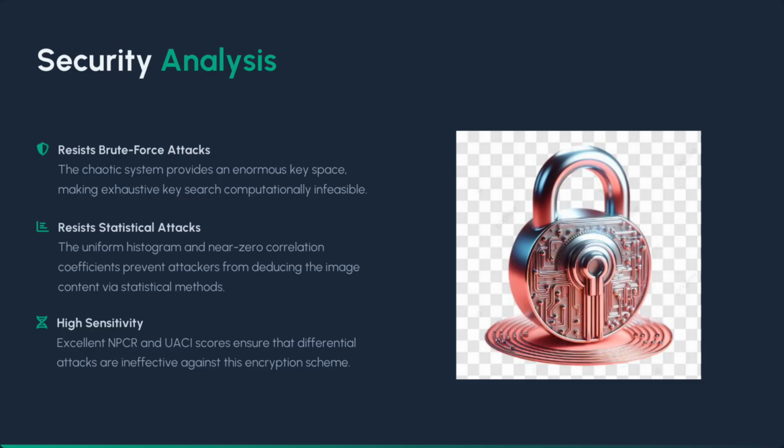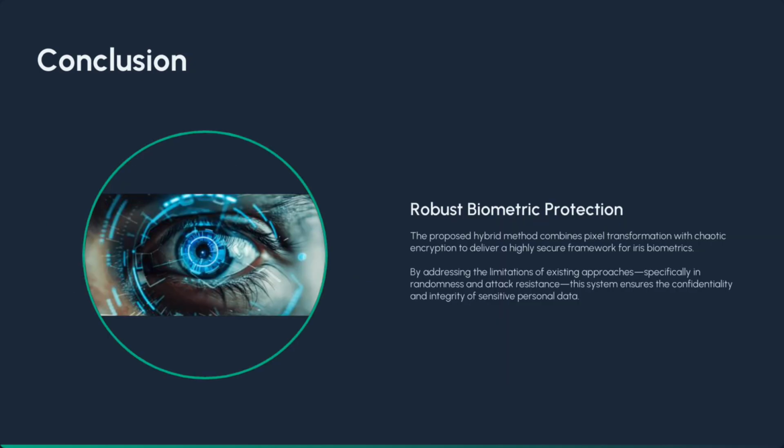Summarizing the security strength. Brute force resistance, because our key space is governed by chaotic parameters with high precision. Trying every possible key would take billions of years. Statistical resistance. As shown by the histogram, there are no patterns for an algorithm to latch on to. High sensitivity. The system is extremely volatile to changes in the key or the plain image, ensuring robustness against sophisticated cryptanalysis. In conclusion, our proposed hybrid method offers a significant step forward for biometric security. By combining pixel scrambling, transformation, with the unpredictability of chaos theory, encryption, we have created a shield that preserves the confidentiality of iris data. Our experiments prove that this method outperforms many existing works in terms of randomness and resistance to attacks.